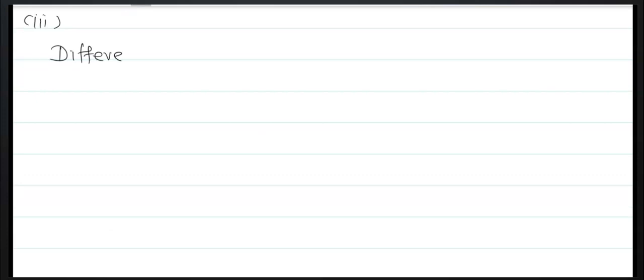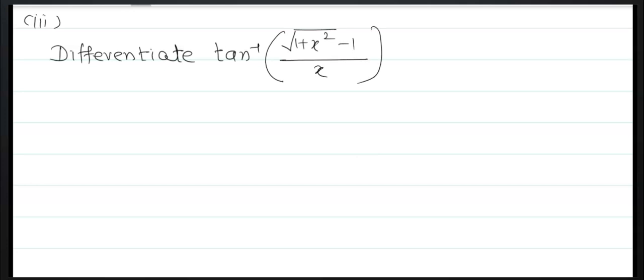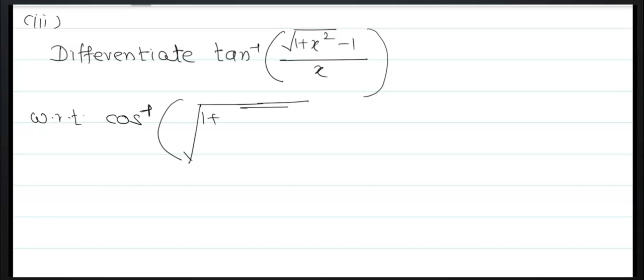Third, differentiate tan inverse of root of 1 plus x square minus 1 upon x, with respect to cos inverse of root of 1 plus root of 1 plus x square upon 2 root of 1 plus x square.